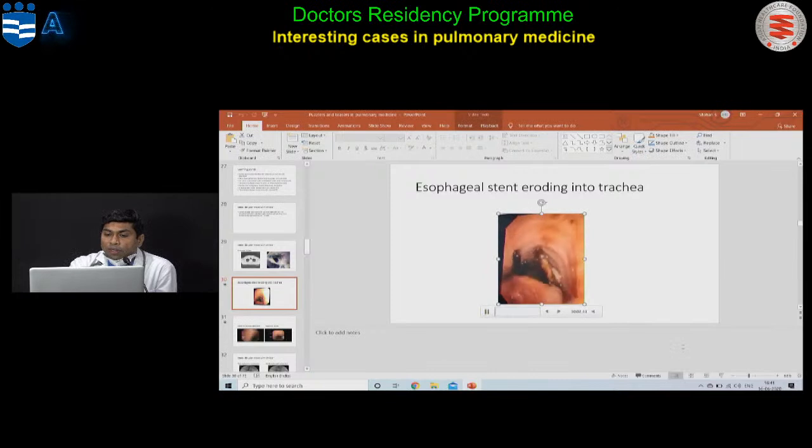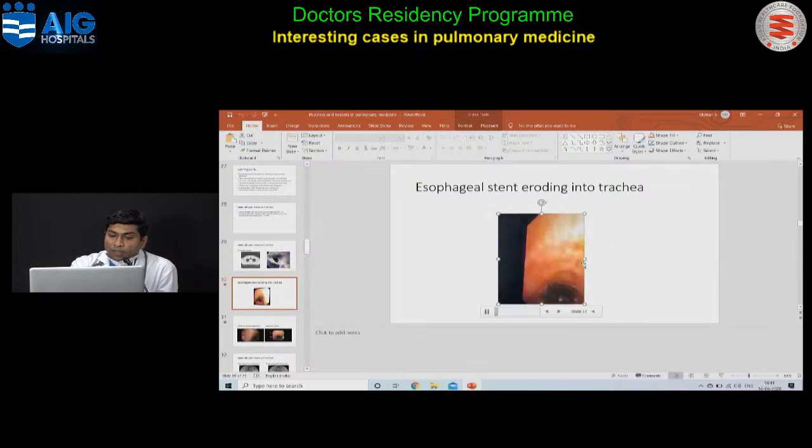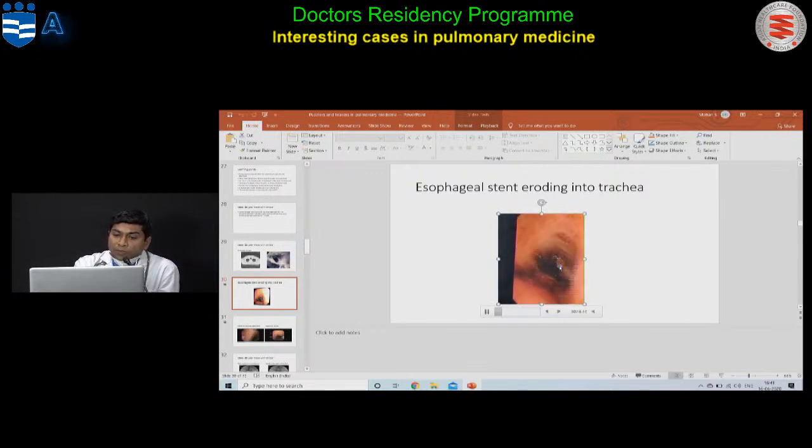So you can see the stent. Basically this is the lumen of the trachea. This is the bronchoscopic image. You can see that the stent is coming into the trachea. So the esophageal stent is basically coming into the trachea. It was something scary to see actually, one stent coming into the other lumen.